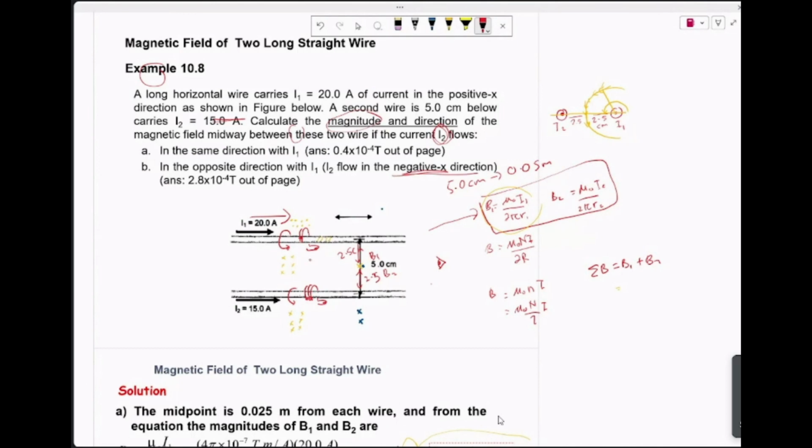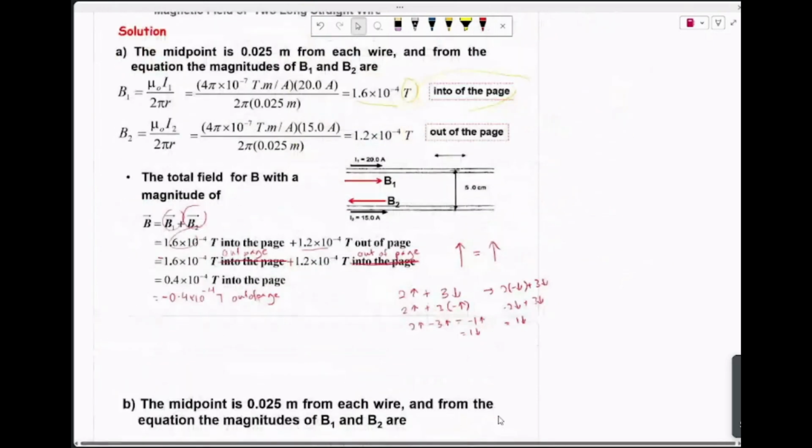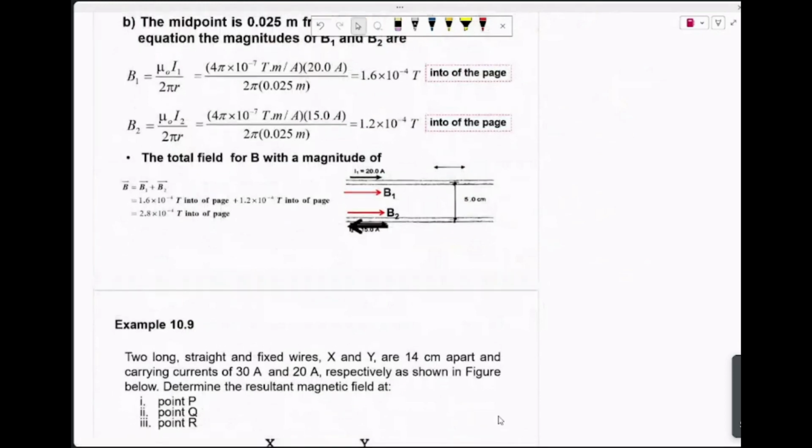So what you need to do is the same thing. B1 you already calculated. B2 is technically the same, because it's still midway. What is different is the direction of B2, because just now the current was to the right, and the second question is to the left. So again, check your right hand grip and then check the direction. Find either side that you are comfortable with, and once you determine one side is dot or X, then the other side should be the opposite direction. Okay, good luck trying that kind of question.